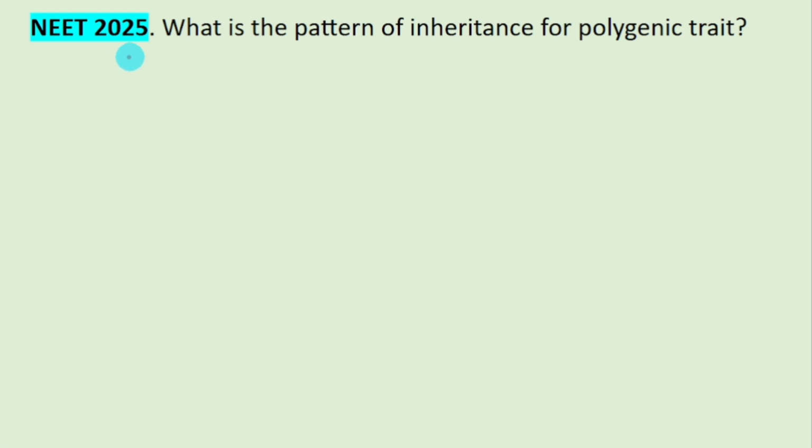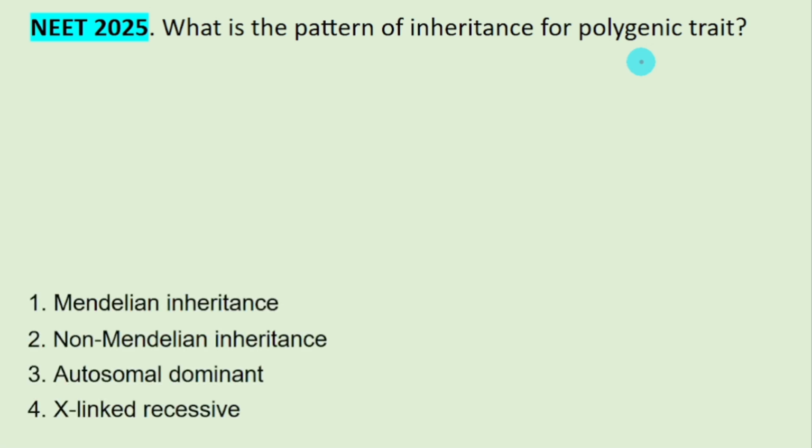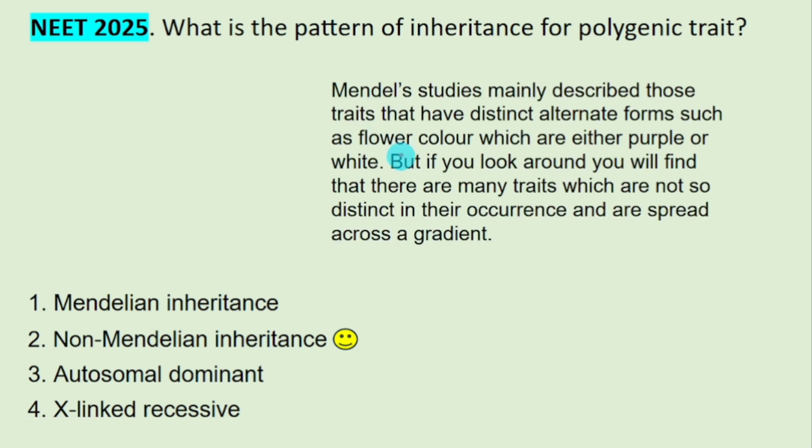See, this question was asked in NEET 2025. What is the pattern of inheritance for polygenic trait? So what is the answer? It will be non-Mendelian inheritance because we don't see two distinct contrasting traits. We see a gradient in skin color inheritance. Mendel studies mainly describe those traits that have distinct alternate forms, such as flower color, which are either purple or white. Okay, so all the Mendelian inheritance will have two distinct alternate forms. Okay, easily identifiable alternate forms. But in case of polygenic inheritance, you will see a gradient. So all those inheritance in which you see a gradient will fall in this category, non-Mendelian inheritance.